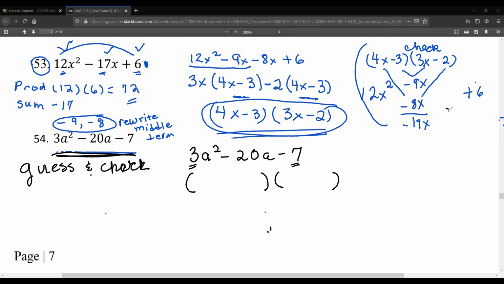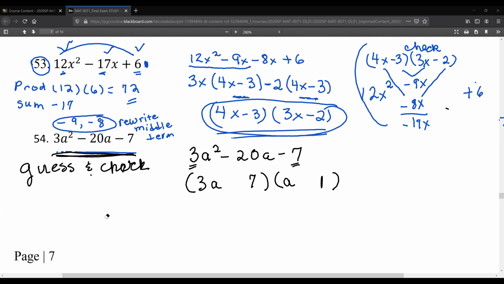So this 3a, this is the only way you're going to have those first two terms, because there's no other way that you can get 3a but 3 and a. You don't have any other factors. So those are standard. And because 7 is a prime number, all we have to do is work around with the 7. So maybe we'll put a 7 here and a 1 here, and we can play around with the signs. Because we're guessing and checking, if it doesn't work, then we just change it.